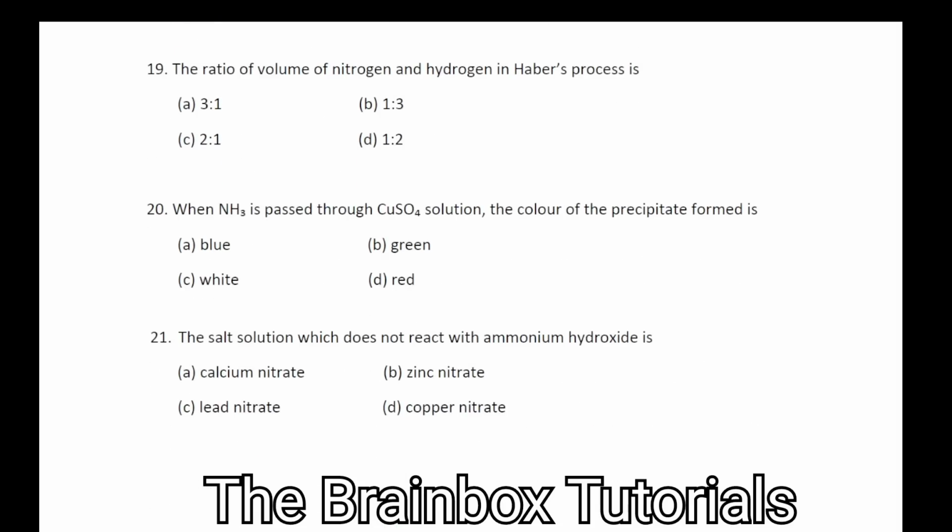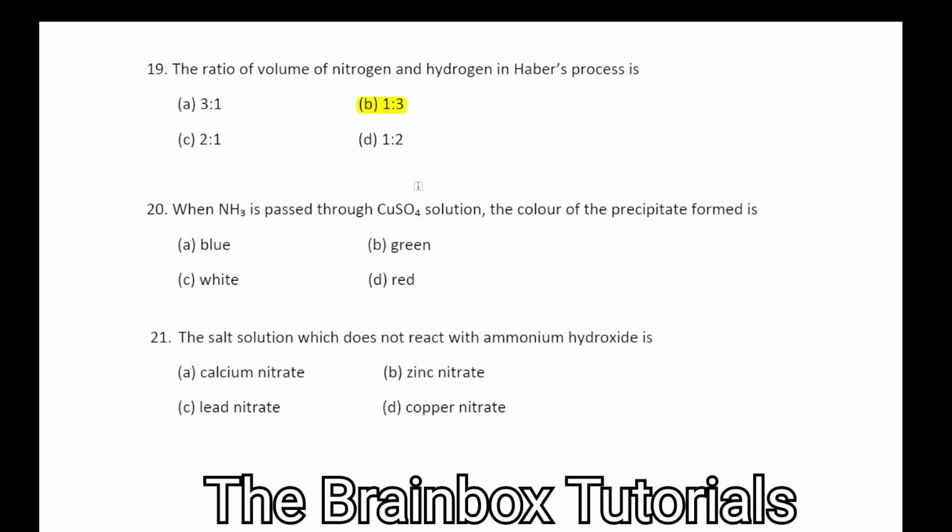Now number 19, the ratio of volume of nitrogen and hydrogen in Haber's process is option A, 3:1, option B, 1:3, option C, 2:1, and option D, 1:2. And the correct option is option B, 1:3.